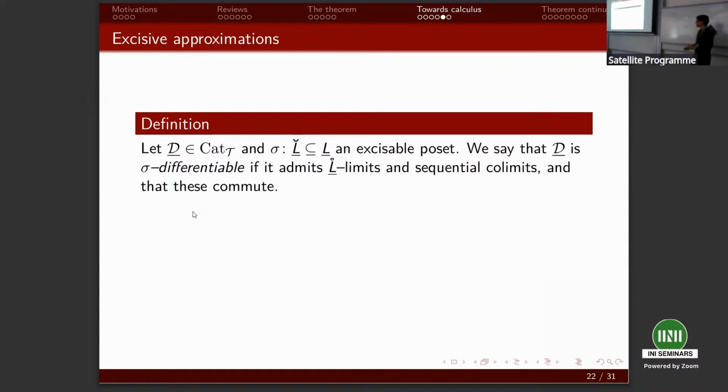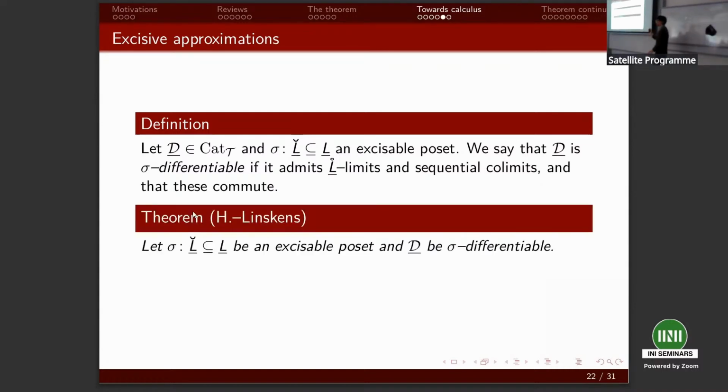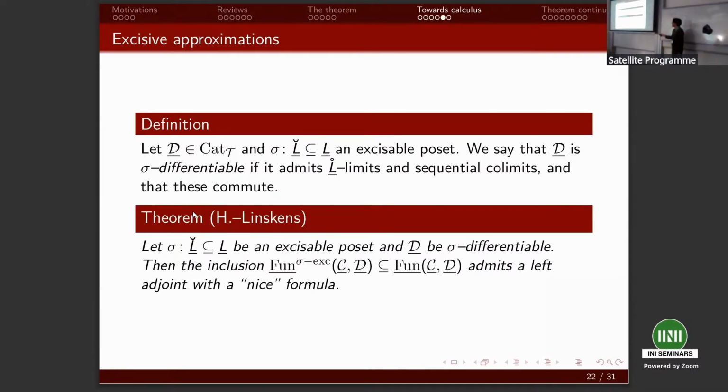And as you expect, the basic main theorem: if you have an excisable four-set and D is sigma differentiable, then the inclusion of sigma excisive functors into everything admits a left adjoint with a nice formula. As I said just now, the real content of this result is this word, nice formula. In most cases that you ever care about, you know that the adjoint exists. But it's really this miraculous formula that you're after to set up the entire theory.